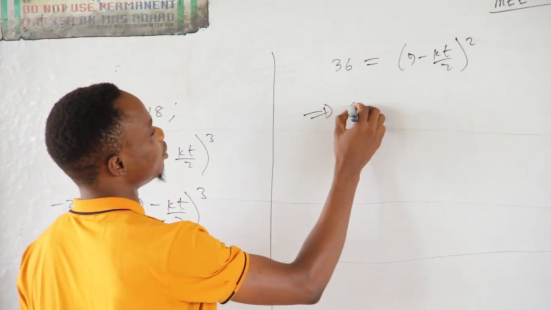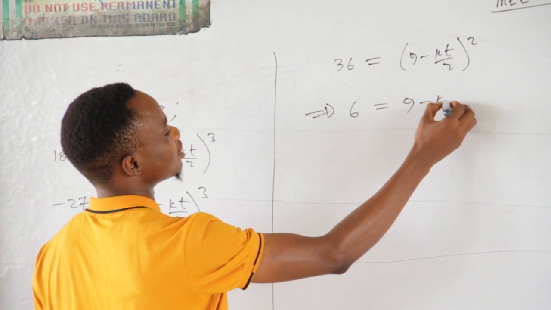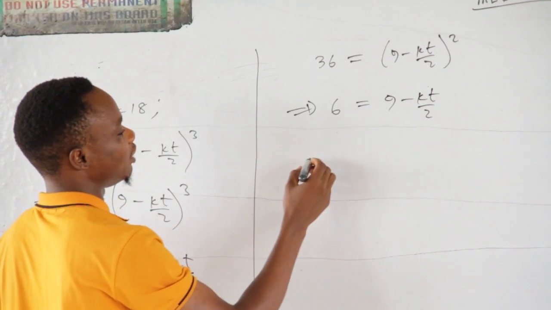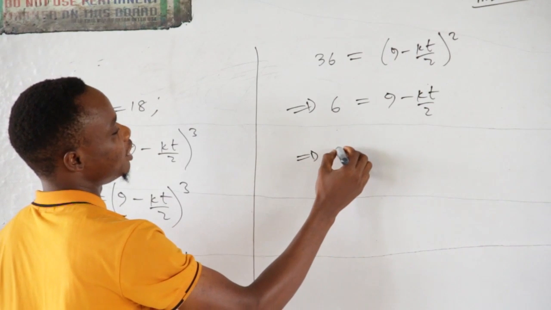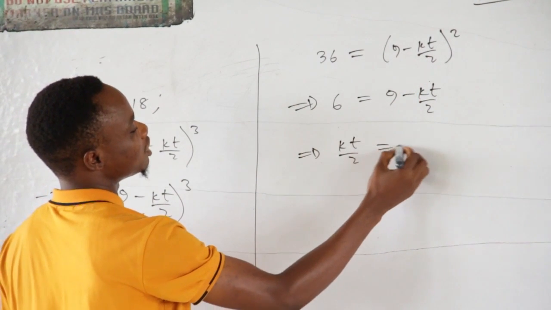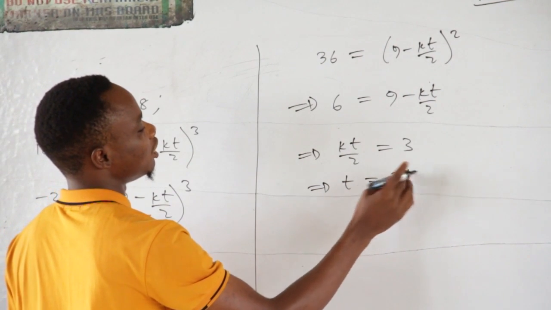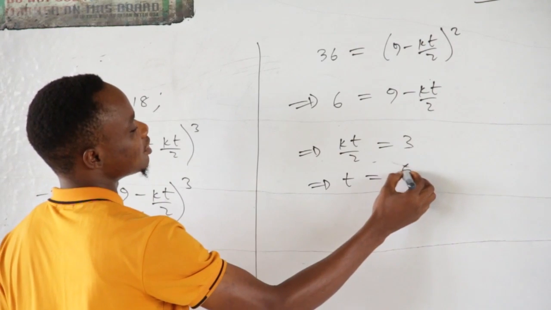So this is going to give you 6. 12 plus 36 is 6. This is going to give you 9 minus 80 over 2. From here, you can make t the subject. That means 80 over 2 will be equal to 9 minus 6, which is going to be 3. From here, I'm going to have t equal to 2 times 3, that is 6 over k.